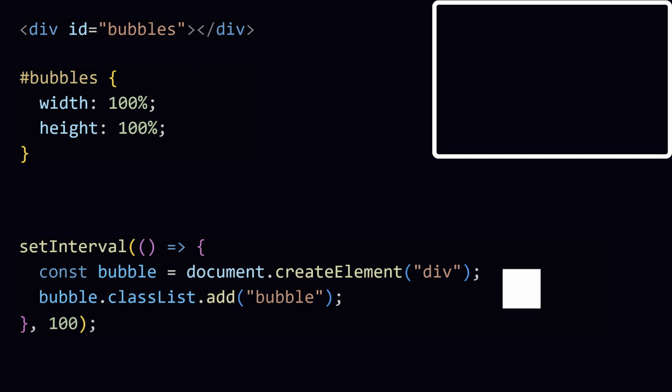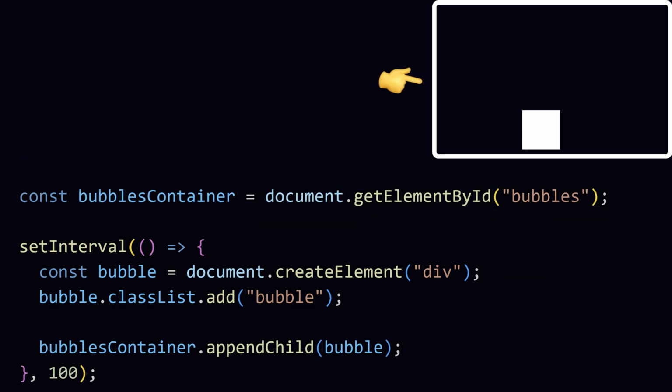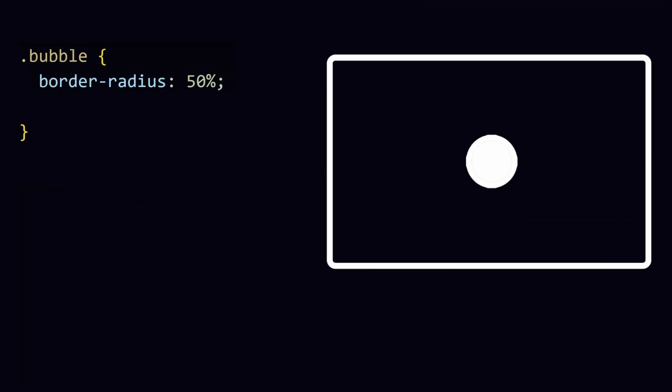As always, let's start with a div. Every 100 milliseconds, I'm going to spawn a div with a bubble class and drop it in a box full of bubbles. Bubbles are usually round and will appear all over the place, so I'll make them absolutely positioned.